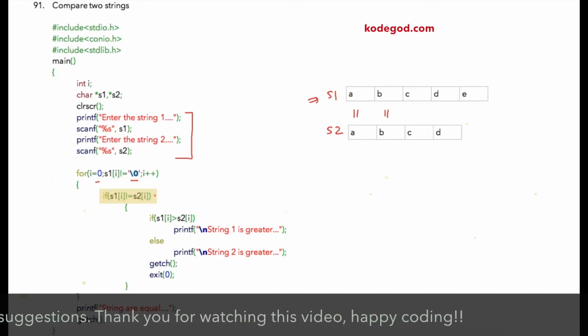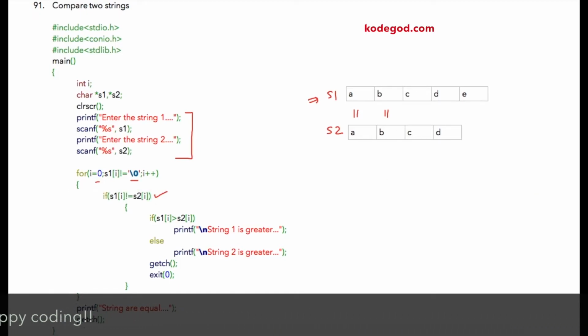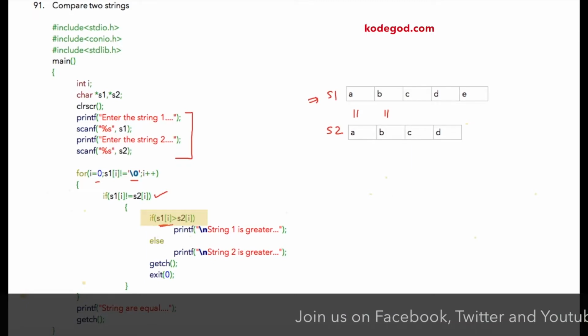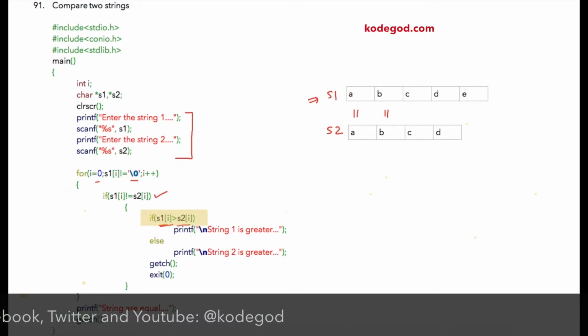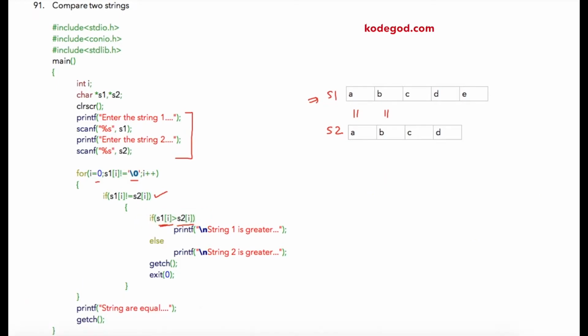So if it is not equal, then we will check whether current character in S1 is greater than current character from S2. If it is greater, then we can immediately print string 1 is greater, else we can print string 2 is greater, and we can immediately exit there because there is no point of checking subsequent characters. But if those are equal, then we'll move on to check the next character and the next character and so on until we reach a point where characters are not equal.